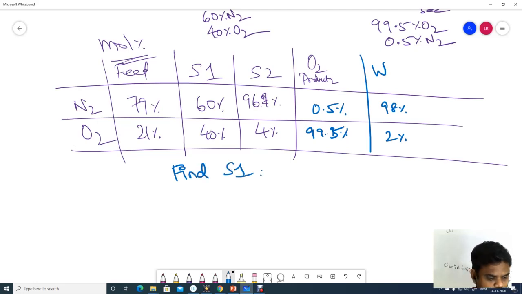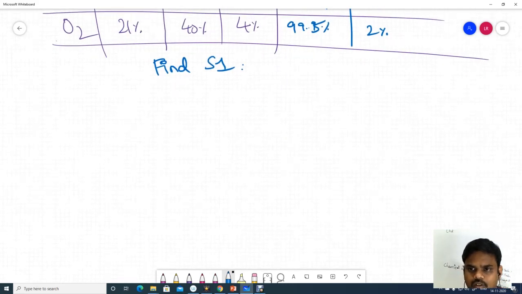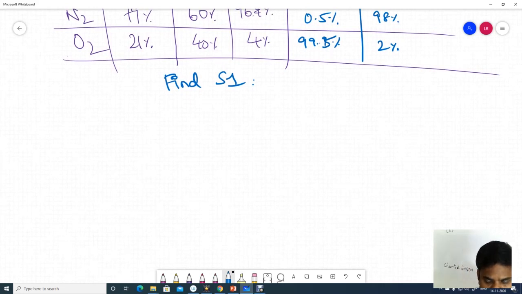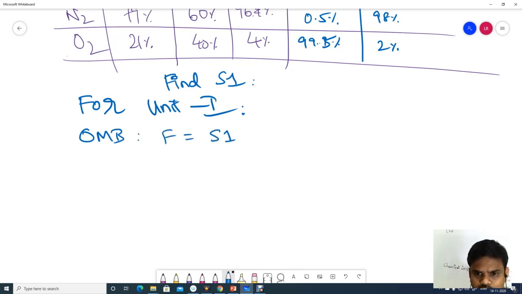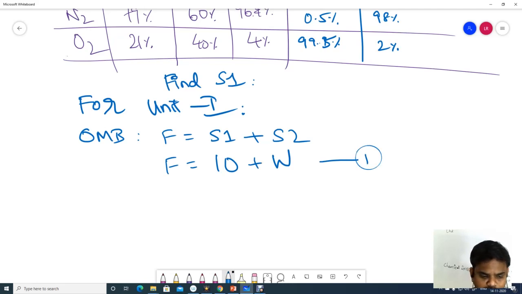First let us find out S1. Okay, so how to proceed? For unit 1, what is the overall material balance? Overall material balance for unit 1 is F equal to S1 plus S2. S1 is given as 10 plus W. Okay, this is equation number 1.